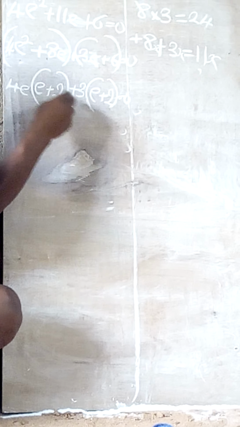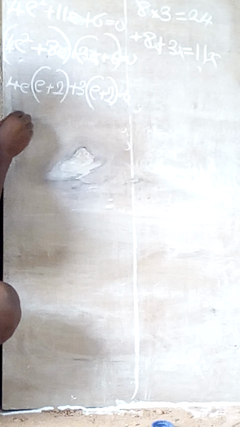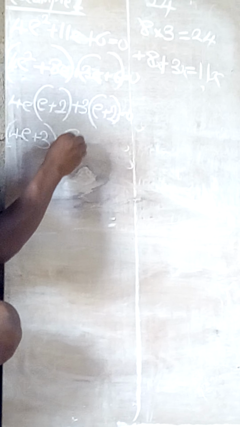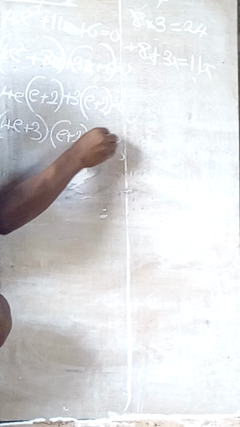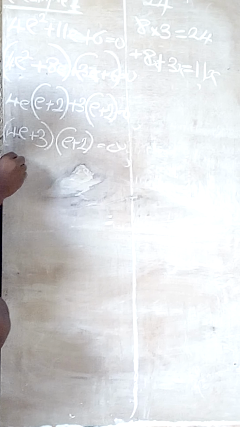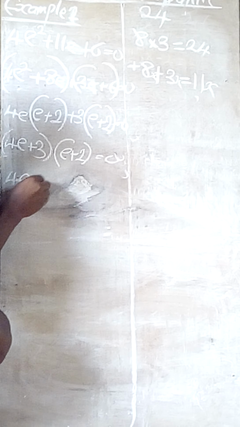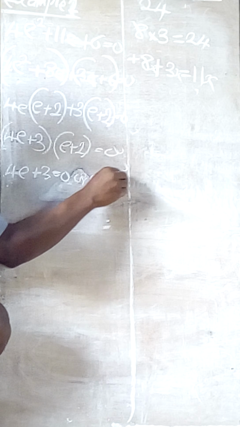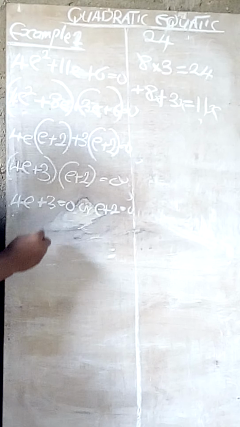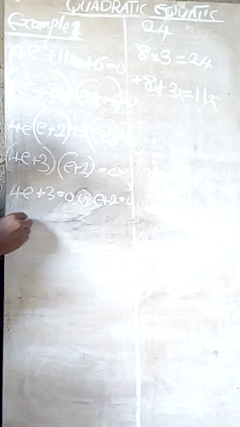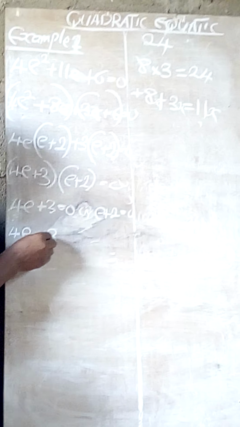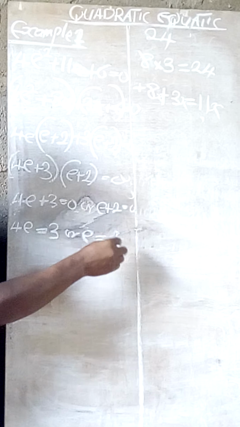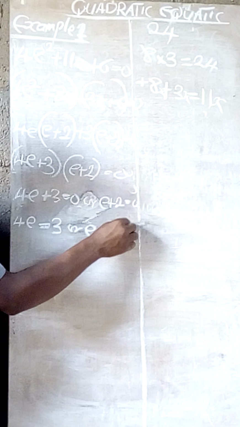What should I do here now? Form the brackets with the outside ones. 4x plus 3, also x plus 2 equals 0, right? Now 4x plus 3 equals 0, or x plus 2 equals 0, right? Let's continue. We have to form the answers now. 4x equals minus 3, or x equals minus 2, right?